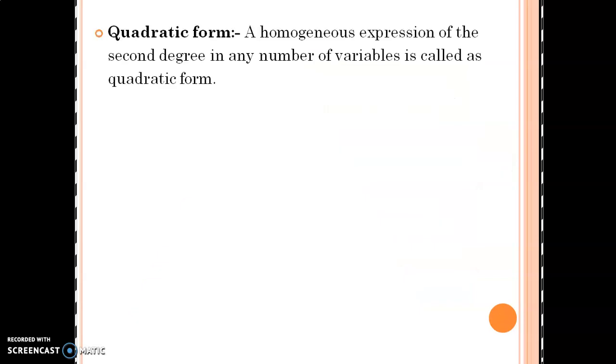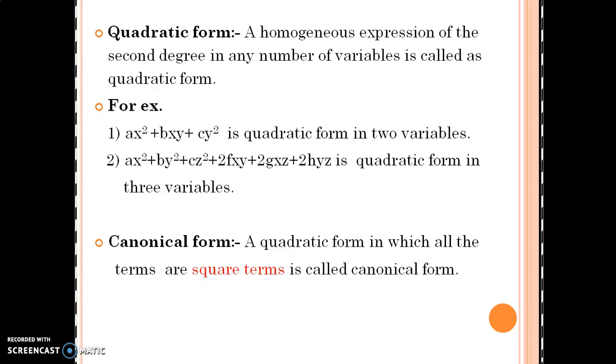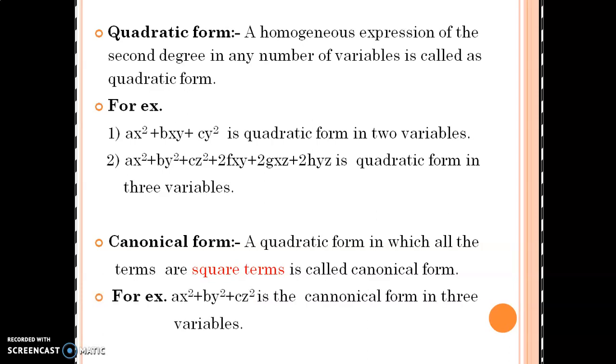A quadratic form is a homogeneous expression of second degree in any number of variables, like ax square plus bxy plus cy square has two variables, whereas ax square plus by square plus cz square plus 2fxy plus 2gxz plus 2hyz has three variables x, y and z. A canonical form is a quadratic form having only the square terms, like ax square plus by square plus cz square.